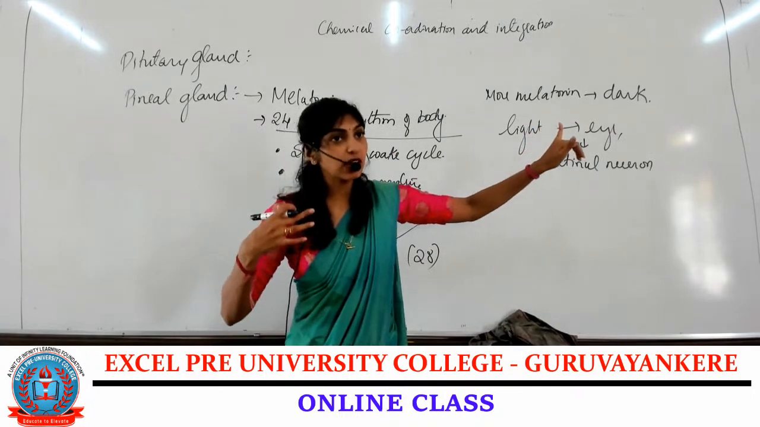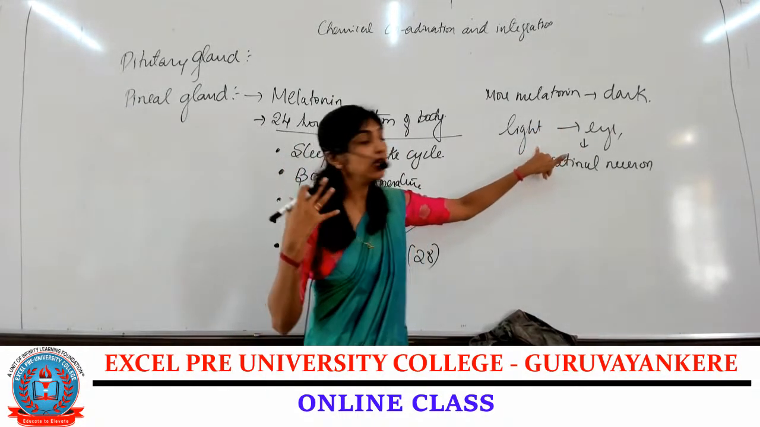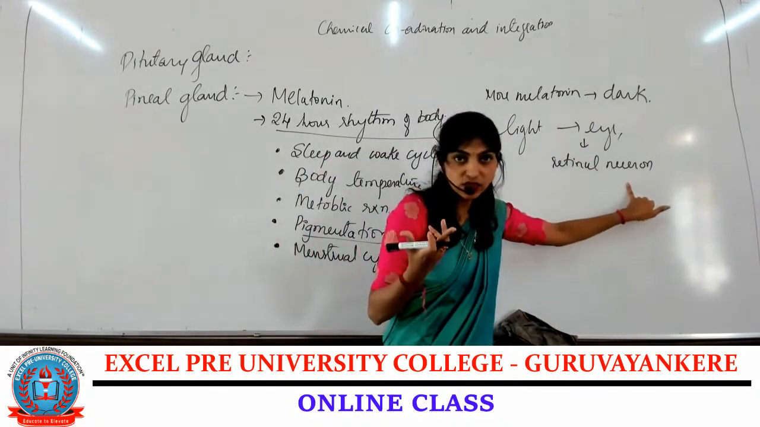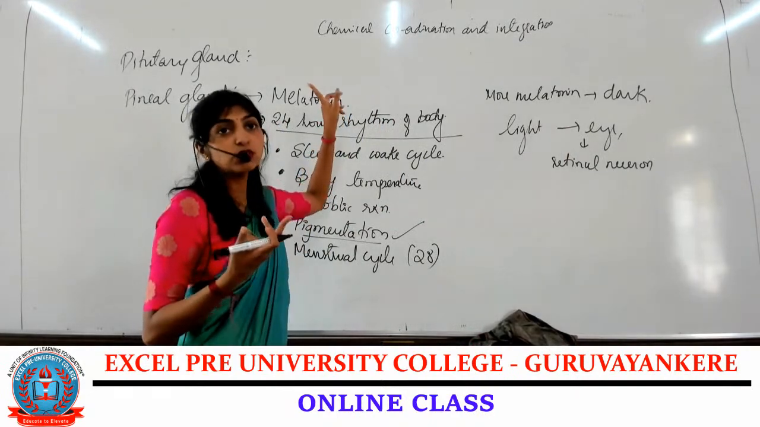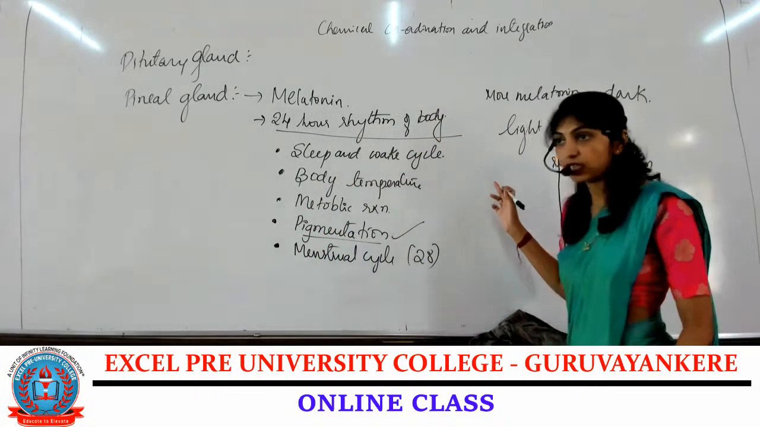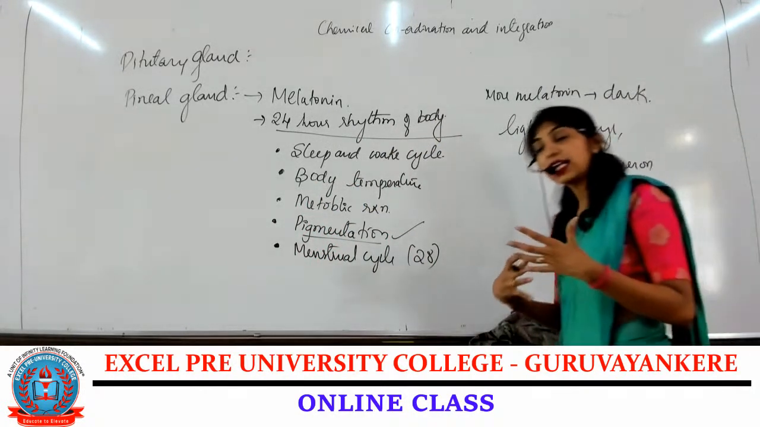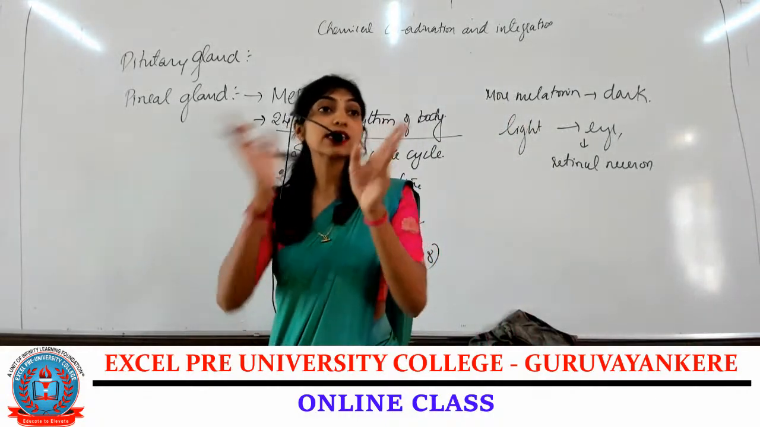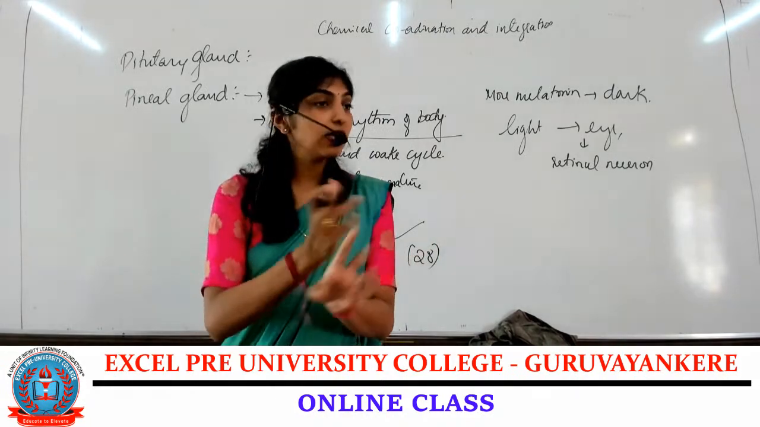During the light time, when the light is focused on the eye, the retinal neuron gets activated and sends the signal to the pineal gland to inhibit the secretion of melatonin. That is why melatonin is mainly produced more in the darker condition and less in the light condition. But it is exactly opposite to melanocytes. Melanin is secreted in the opposite condition.